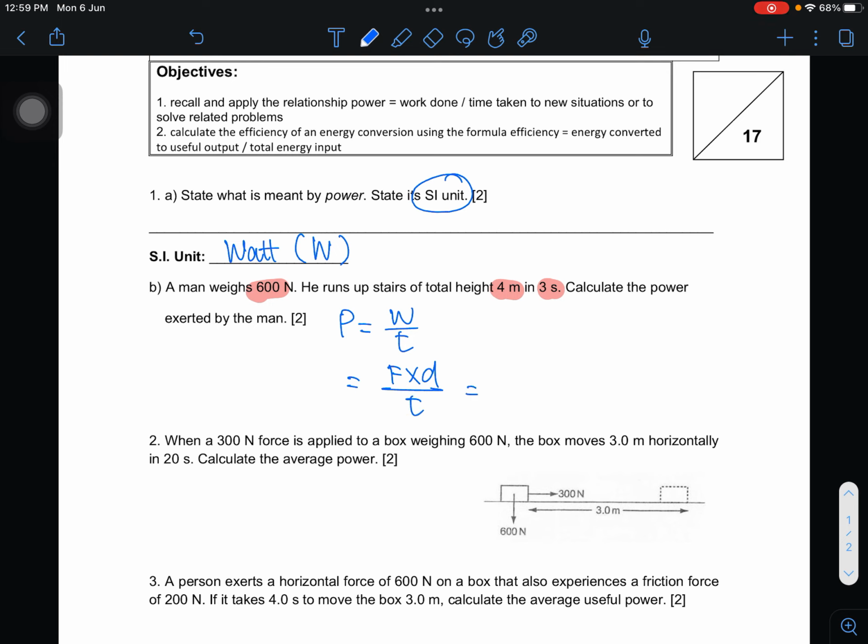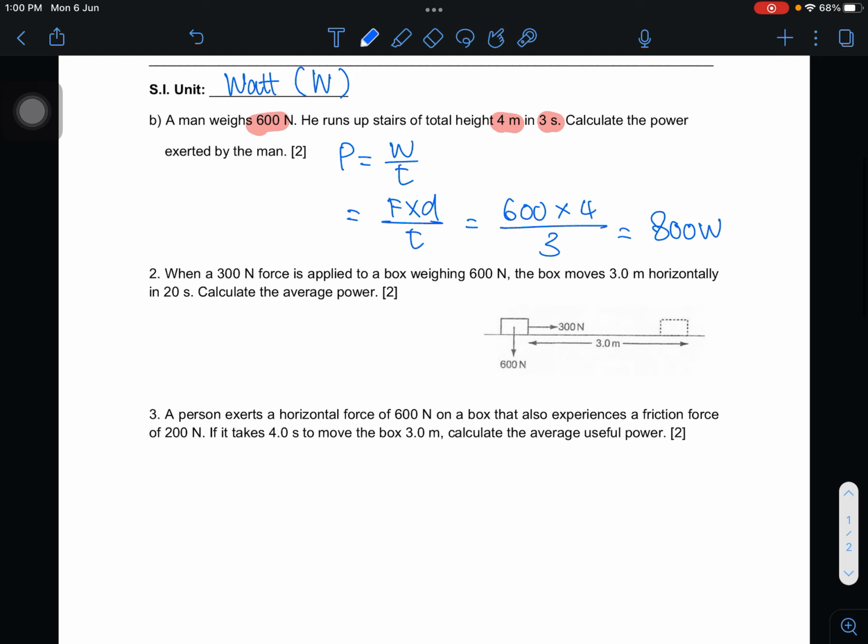What's the force? 600 Newton is the weight of the man. So in order for him to climb up, he must exert an upward force of 600 Newton, climbing up a distance of 4 meters. All right, everything done in a time of 3 seconds. So it should be 800 watt. Yes?